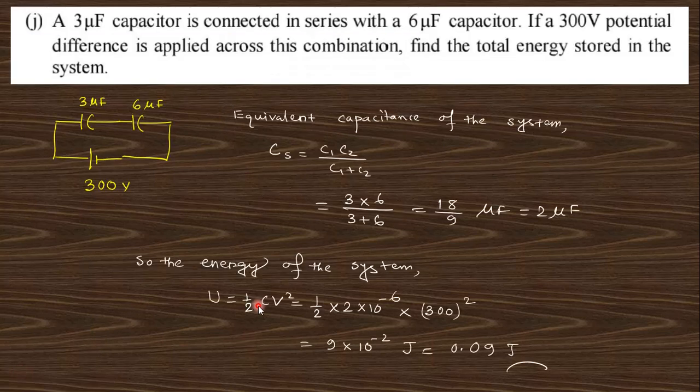A 3 microfarad capacitor is connected in series with a 6 microfarad capacitor. If a 300 volt potential is applied across this combination, find the total energy stored in this system. The combination is in series, so the equivalent capacitance will be product by summation, which gives 2 microfarad. So the energy will be half CV squared. C is 2 microfarad and V is 300. Putting in this value, we get 0.09 joule.